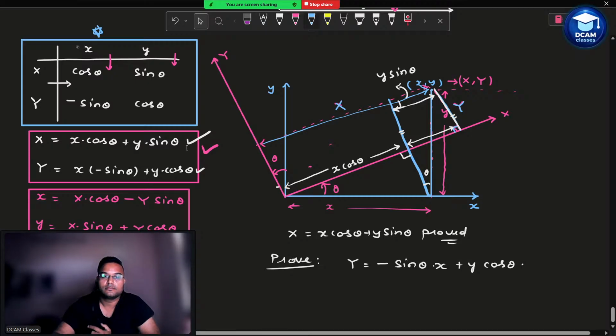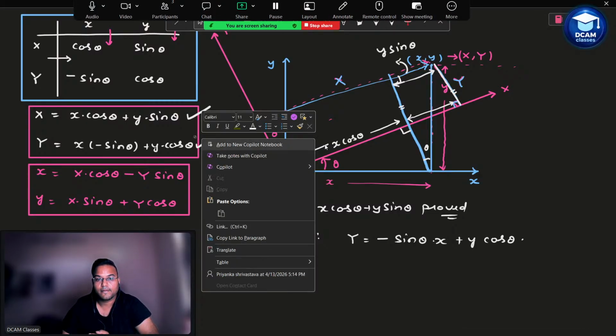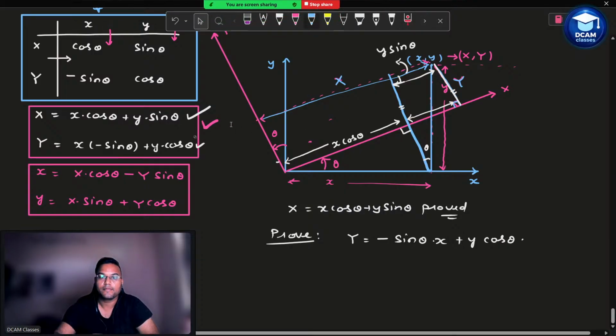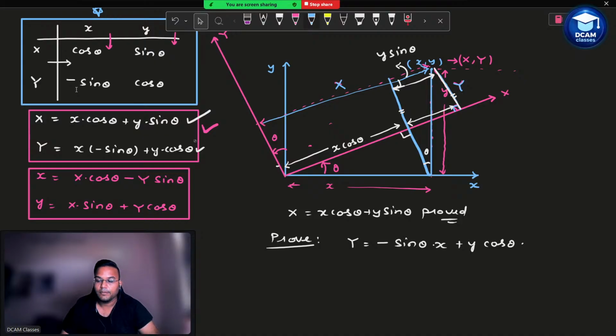So basically, the table is cos theta, sin theta, minus sin theta, cos theta. If I'm changing small x to capital X, we will multiply the small x with cos theta. Suppose we are changing the small x to capital X and Y. Understood? You have to make use of this table.